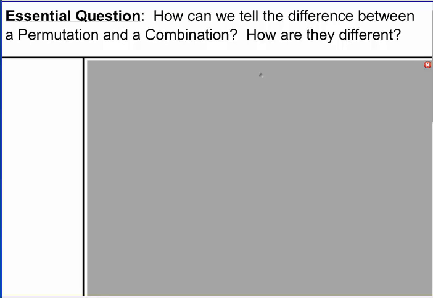Okay, in this lesson we are going to talk about combinations, and then in class we'll do some additional work with the combinations and then tie them in with permutations and how these two things are different, which leads to our central question. How can we tell the difference between a permutation and a combination? So how are they different? How are they the same? Think about all of those things.